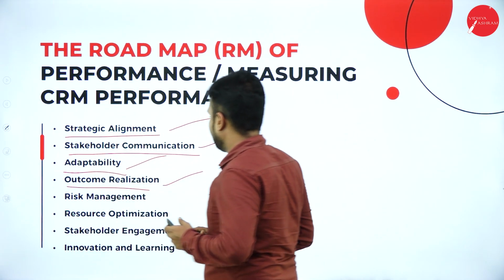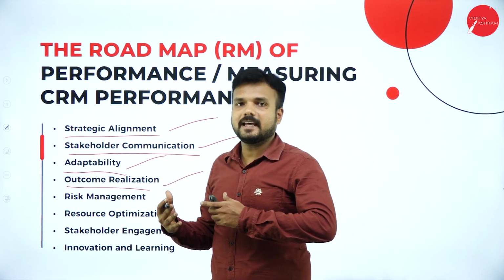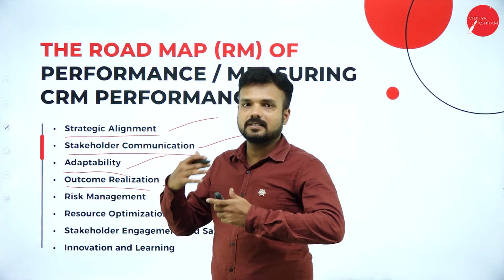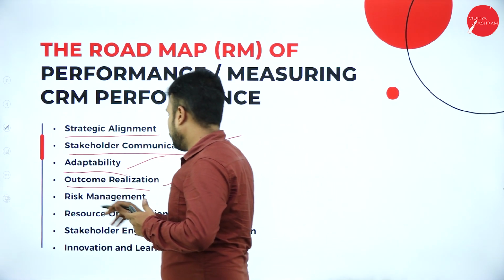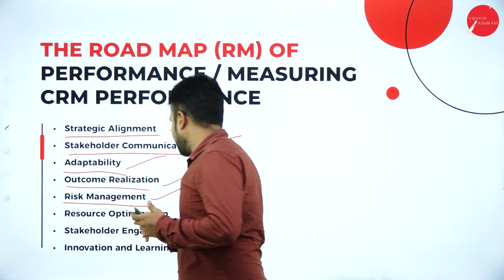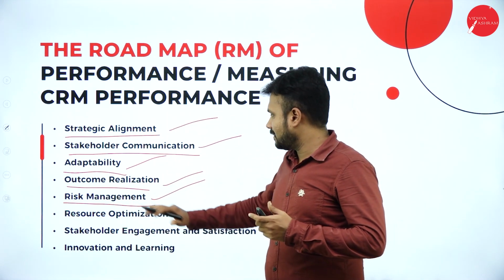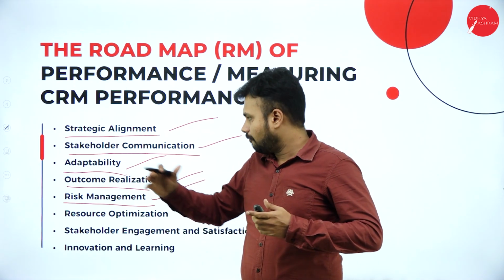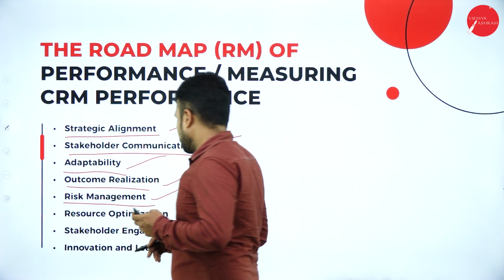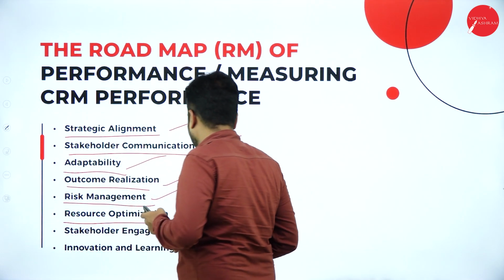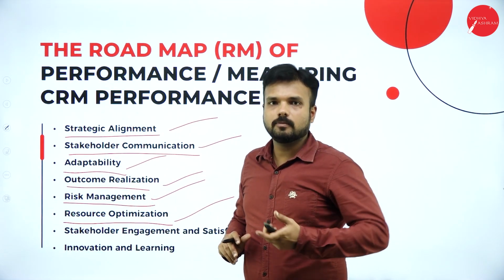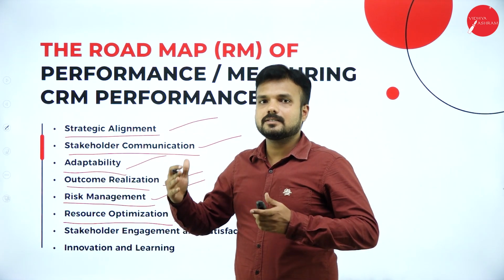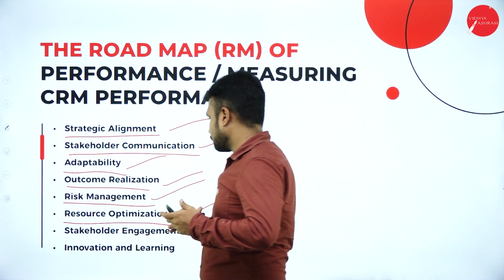Outcome realization. We are supposed to implement the plan, and consider the realization, which is nothing but the outcome. Risk management. Business is full of risk and uncertainty, so risk management plays a vital role. Based on the plan and strategies, we can plan for the risk. Resource optimization. When it comes to resources, whether human resource, non-human resource, or financial resource, we are supposed to utilize every resource in an optimal manner.